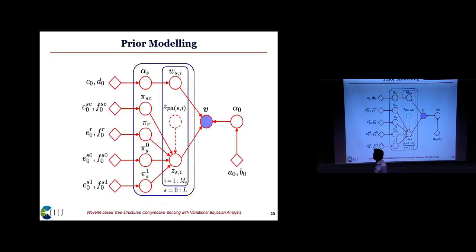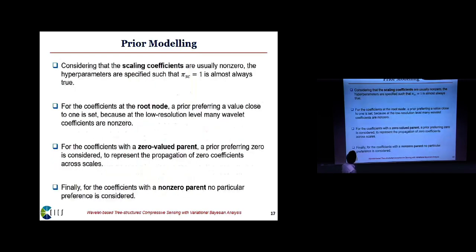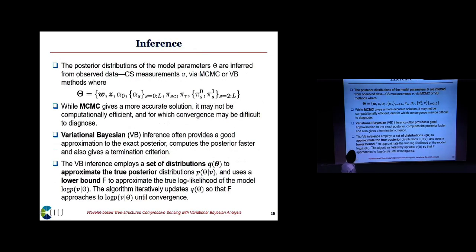Here is a graphical representation of the model. These are the hyperparameters that we have. The hyperparameters are used to define the mixing weights, and these are for defining the precisions. And V is our observation here. So I described these in the formulation slide.